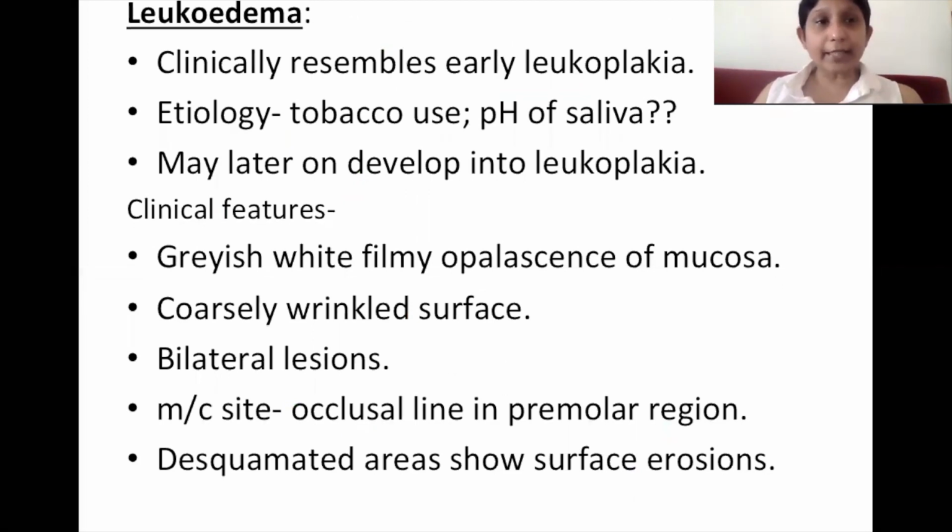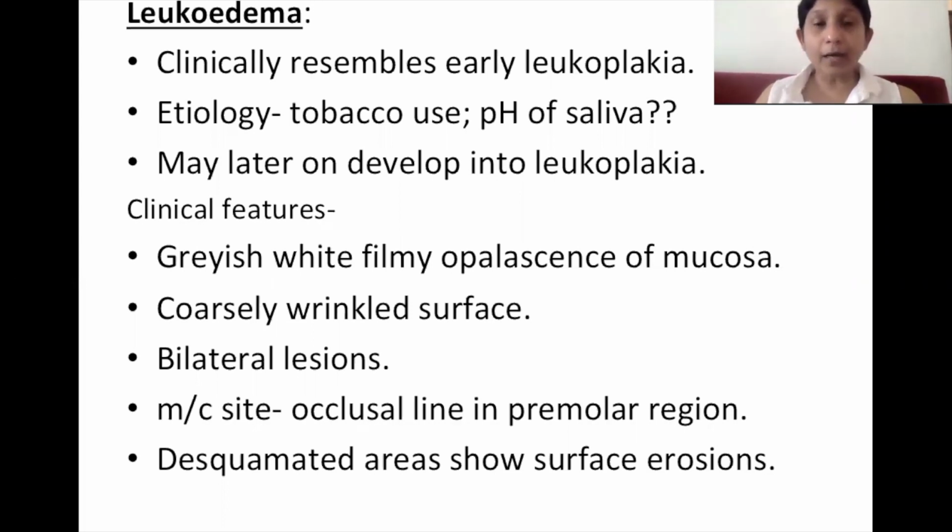Now coming on to the next white lesion, that's called leukoedema. All right. Leukoedema actually is the precursor for leukoplakia. Now if I use the word precursor, I would rather say that leukoedema is the first lesion which will come in, which will be followed by leukoplakia. So leukoplakia is a very clear white patch which you can identify and say that, yes, this is a white lesion and this is leukoplakia. It is associated with tobacco.